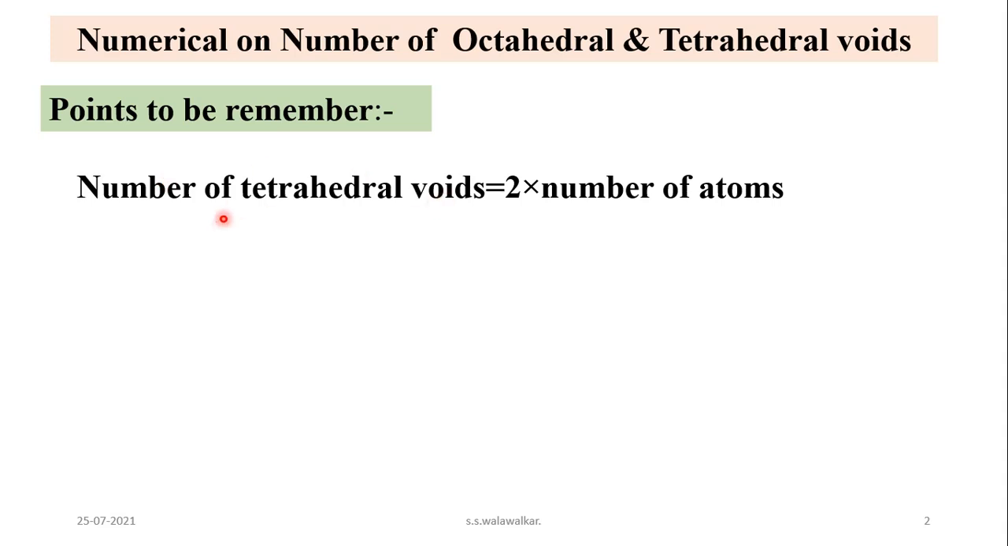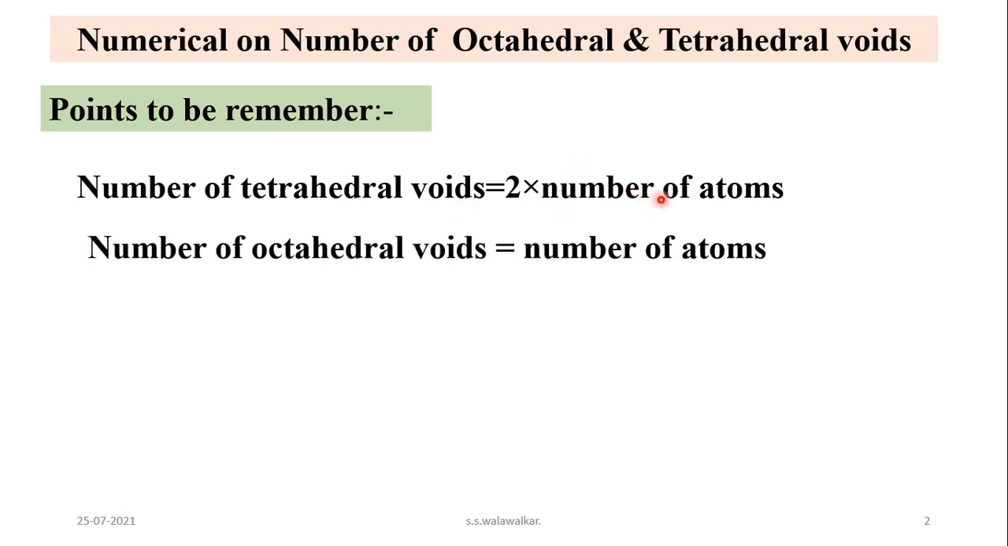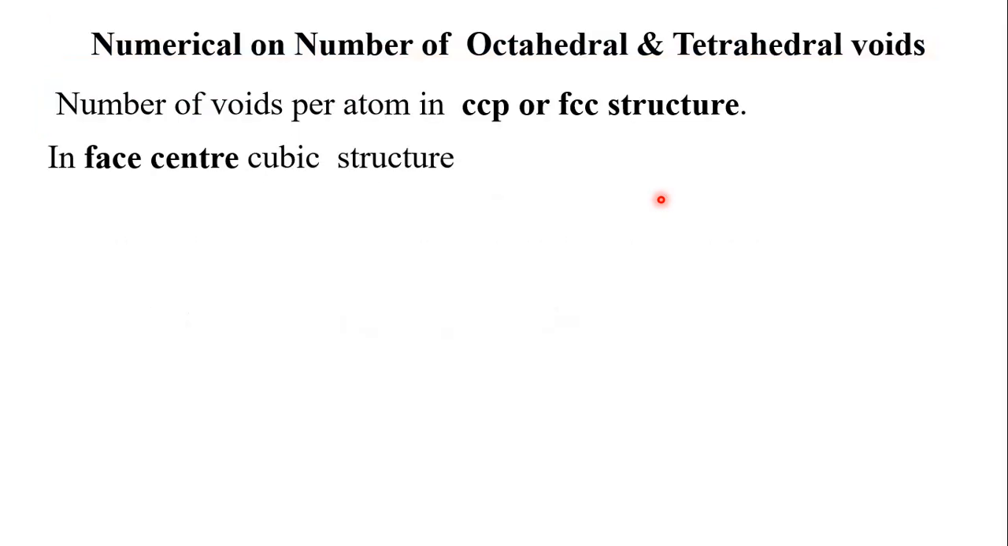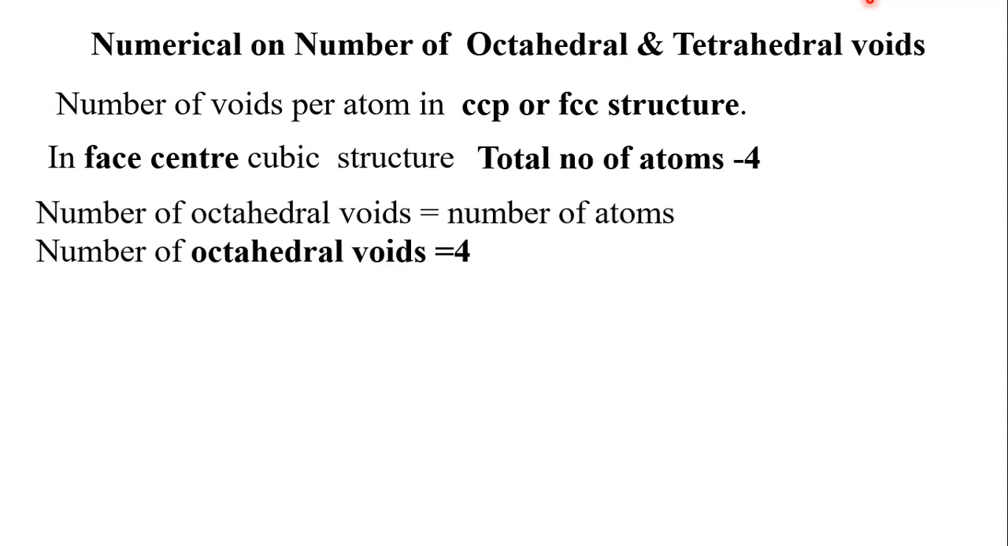First, that is the relation between atoms and number of voids. So number of tetrahedral voids is equal to 2 into number of atoms, and number of octahedral voids is equal to number of atoms. That relation we have already studied, and therefore the ratio between number of octahedral voids and tetrahedral voids is 1:2. And in FCC or CCP structure, number of atoms is equal to 4. And from that we can calculate number of octahedral voids.